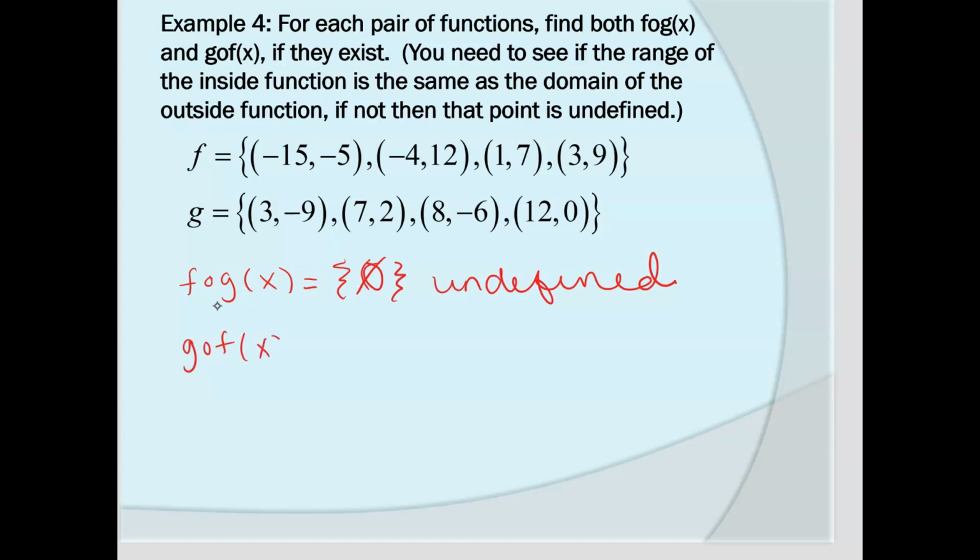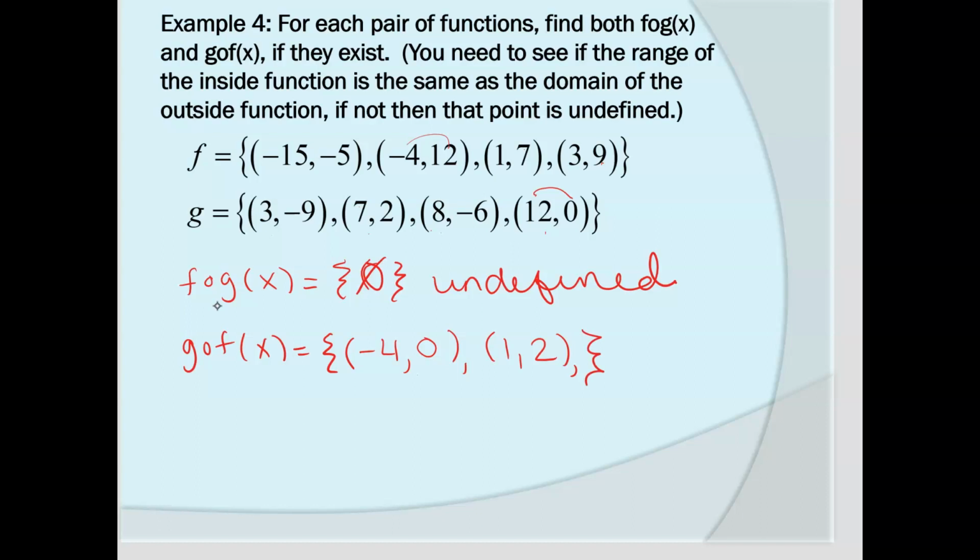g of f of x says that you go to f of x, so we have -15, -5, and then find a -5 here. Doesn't happen. -4 goes to 12. Find a 12 down here. It maps to 0. So g of f of x at -4 is 0. 1, 7, 7, 2. So we have the point 1, 2. 3, 9. No 9. Doesn't exist.